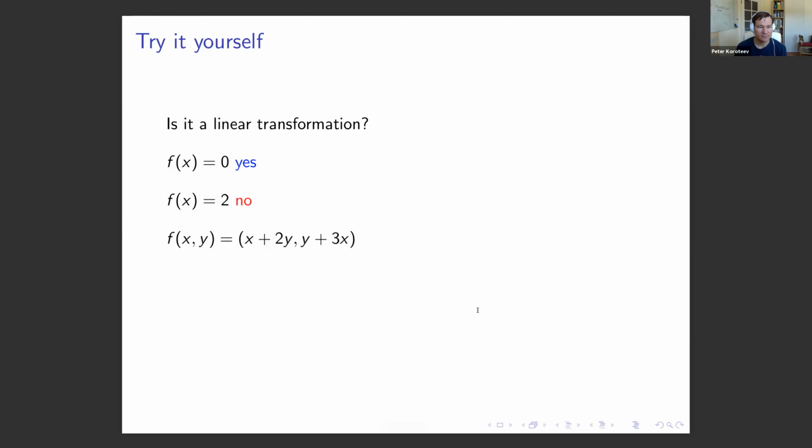Then this one. Yes, and you can write the matrix of the linear transformation for that. Then f of x, y equals the product of x and y. That's a negative. F of x, y, z is equal to the sum of x, y, and z. This is positive.